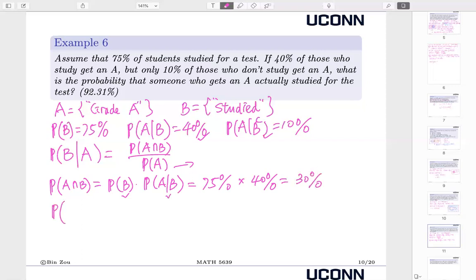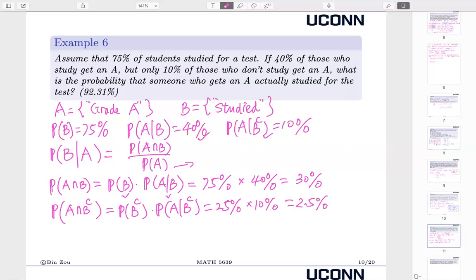So applying the same kind of formula to the next one, this will be P(B complement) times P(A given B complement), right? So we know P(B), so we know the complement is nothing but 25%, and here is 10%. So this is 2.5%, right?